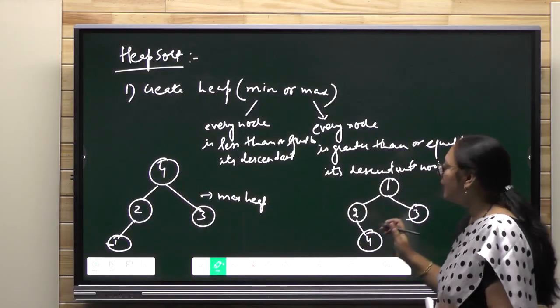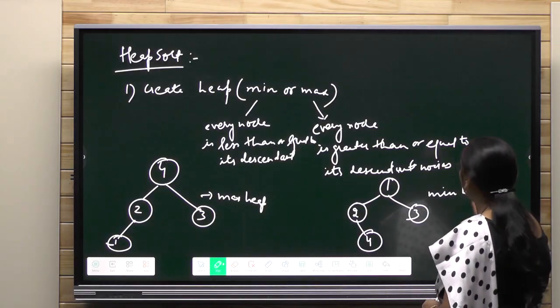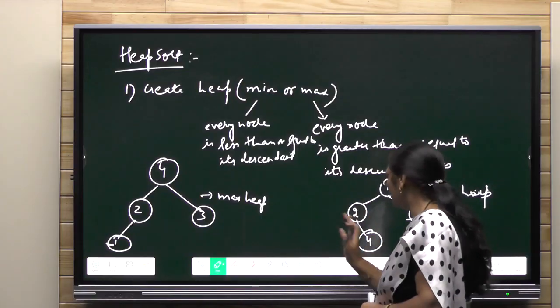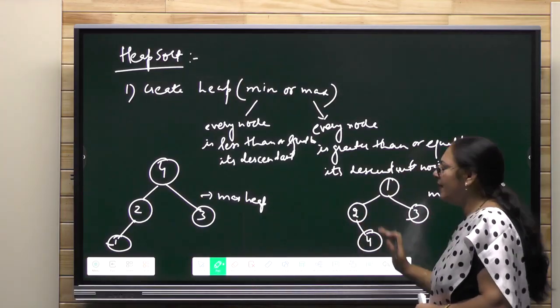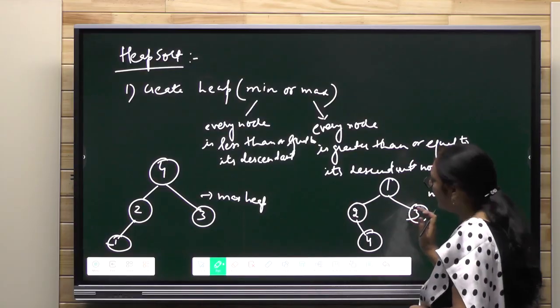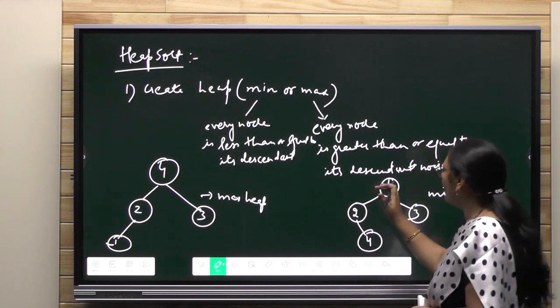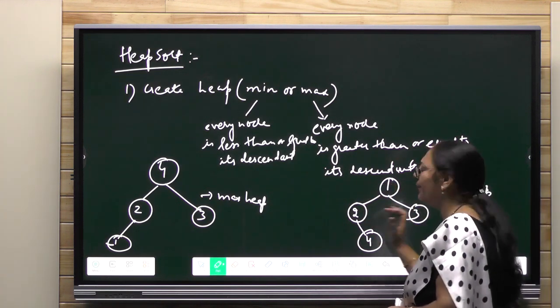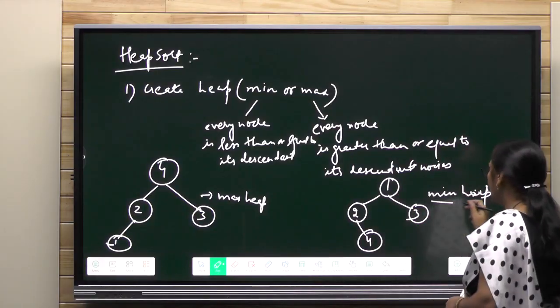So if you see here, this is the case of min heap, where 2 is less than its children. Similarly, 3 will be less than its children only because it doesn't have any children. 1 is less than its children, the children are 2 and 3. So this is a min heap basically.